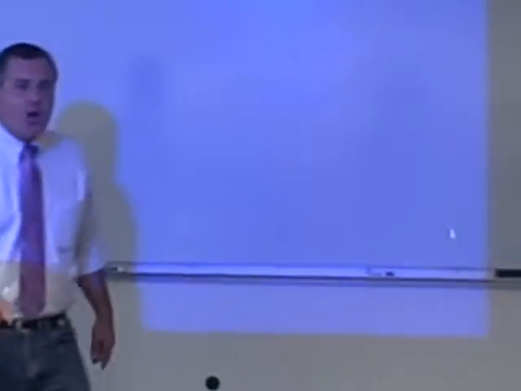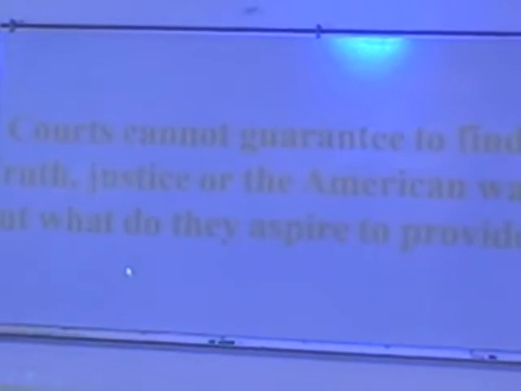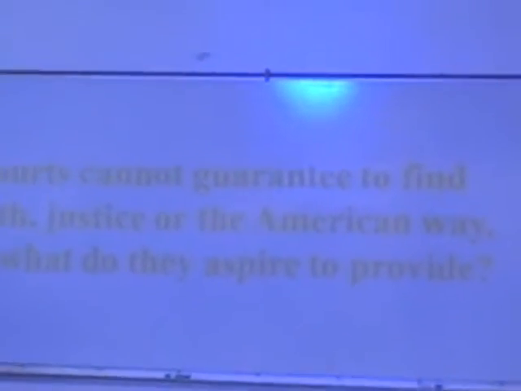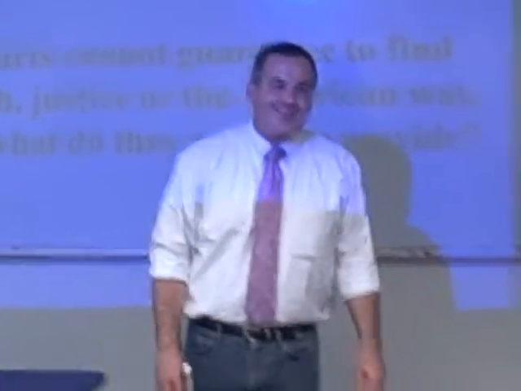Go ahead. I think, Matt, you gave me the last correct answer. Anything else? Or pick me a category, I'm sorry. Judiciary for 1 point. Courts cannot guarantee to find truth, justice, or the American way, but what is it that they do aspire to provide? Go ahead. Click it. Yeah, looks like fairness up there. You have the early lead right now. Go ahead, pick me a category.